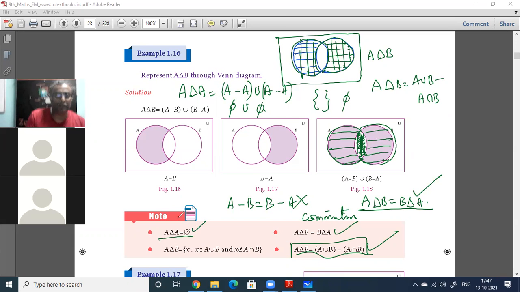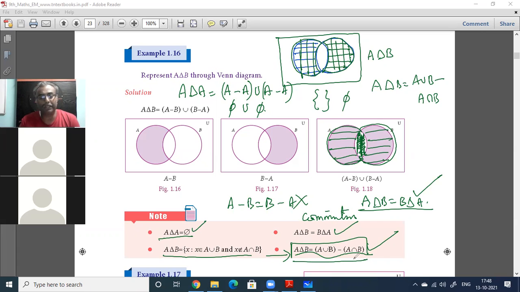Then another one. A symmetric difference B is such that X is an element of A union B and X is not an element of A intersection B. That is the same as saying this. This is in set builder notation, and this is in simple set theory notation.